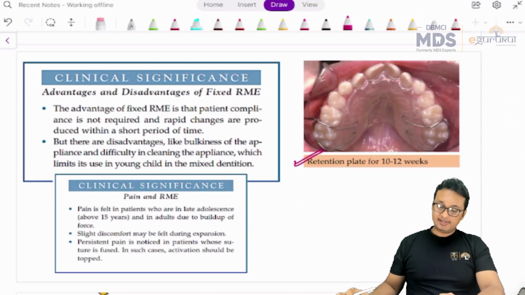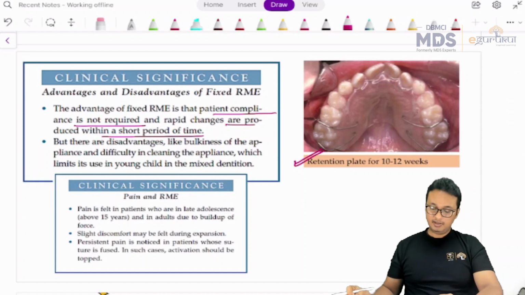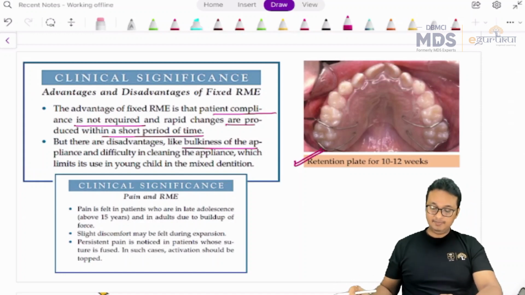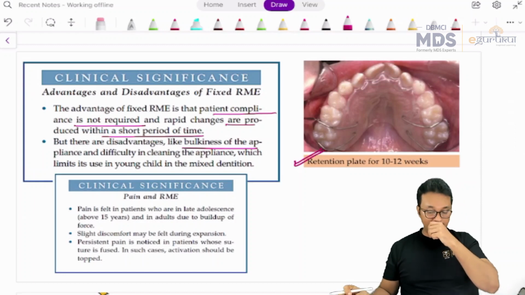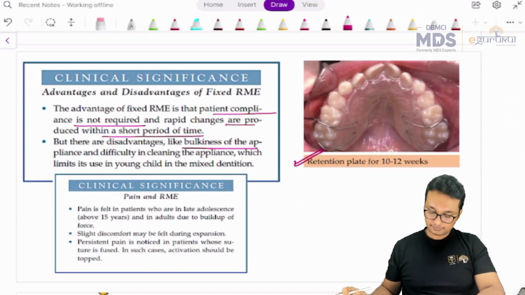Now, the advantages and disadvantages of fixed RME. The advantage is that patient compliance is not required and rapid changes are produced within a very short period of time. The disadvantage is that the appliance is very bulky, which is difficult to keep clean, and it also limits its use in young children in the mixed dentition phase.